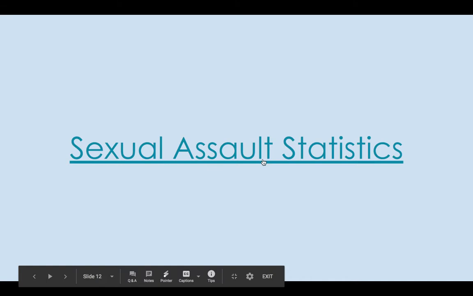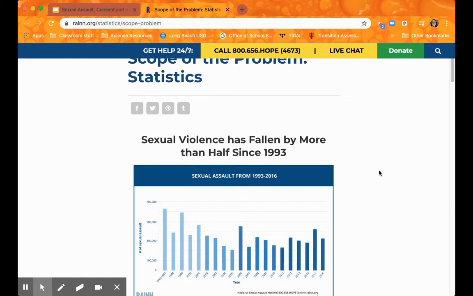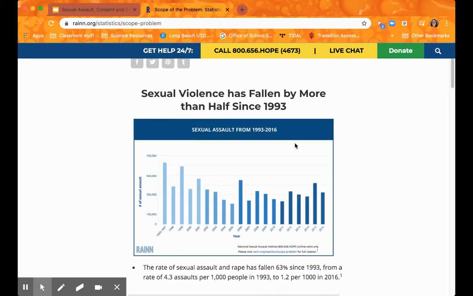What we're going to do now is go together and look at some different statistics. This is taking us to the website that I mentioned after that video, RAIN. This is the first graph we're going to look at, and it's titled Sexual Violence Has Fallen by More Than Half Since 1993. These are sexual assaults from 1993 to 2016. The years are on the bottom, all the way up to 2016, and this is the number of sexual assaults.